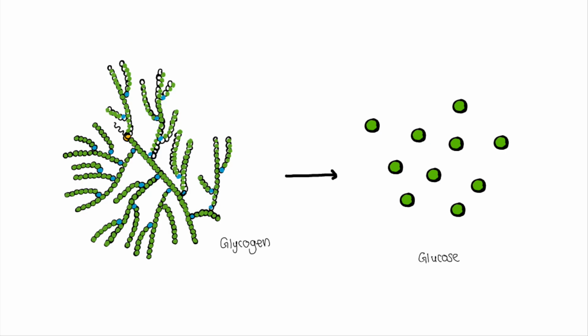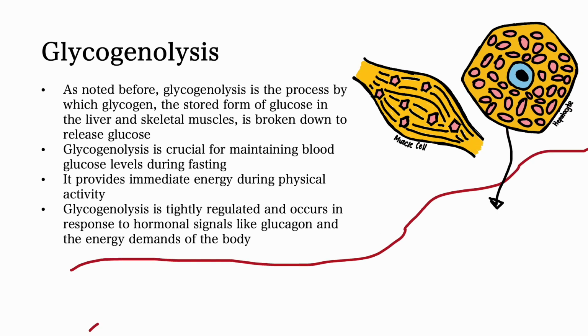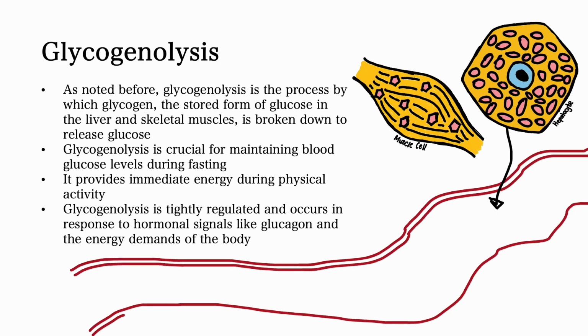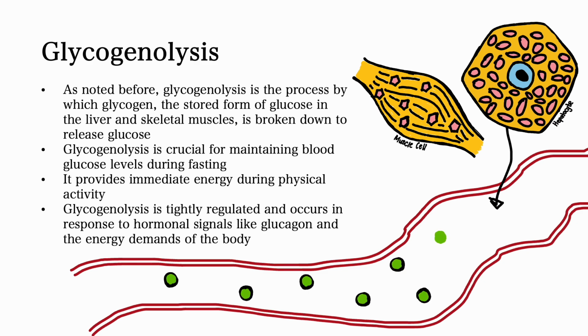Now that we know what glycogen is, let's talk about how it's broken down, which is the process of glycogenolysis. Glycogenolysis is crucial for maintaining blood glucose levels during fasting. This also provides immediate energy during physical activity. Glycogenolysis is tightly regulated and occurs in response to hormonal signals like glucagon and other energy demands of the body.